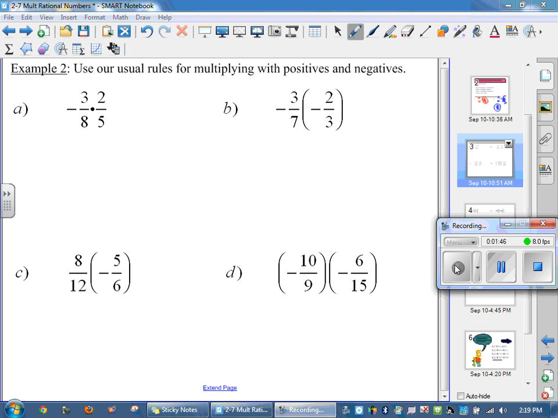All right. We've got a negative number. When we deal with negatives, you just count the number of negatives. How many negatives do I have in letter A? 1. So that just means my answer is going to be negative. And it's always going to float to the top number. So the answer is going to be negative on top.